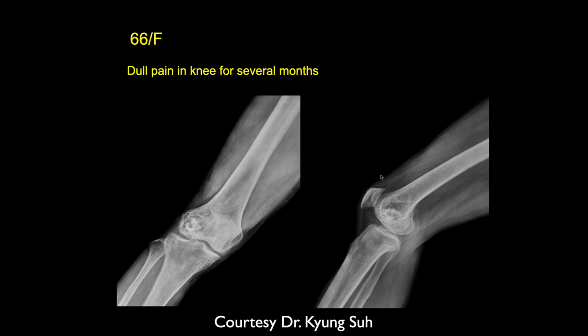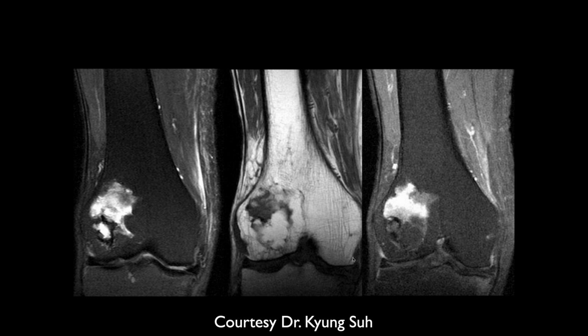A 66-year-old female with dull pain in the knee for several months. Looking at the lateral aspect of the distal femur, we can see a lucent lesion with increased focal sclerosis within that lucency. It's pretty dense there.